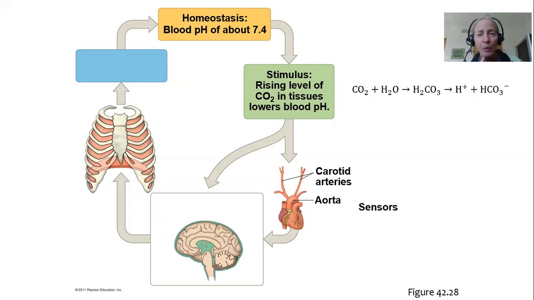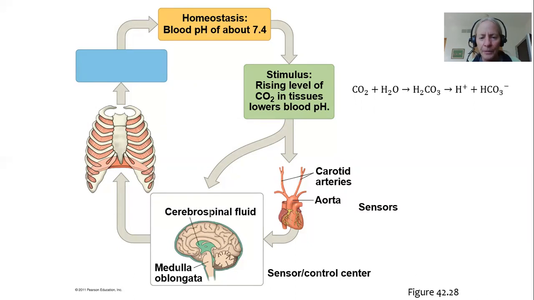And so what your body actually does is pays attention to pH levels in the carotid arteries and also in the aorta, which is that first main blood vessel that comes from the left side of the heart. Remember that the left ventricle pumps blood into the aorta. And a couple of the main branches from the aorta will then end up being the two carotid arteries that go through your neck and up into your head. So these are the sensors that detect that low blood pH.